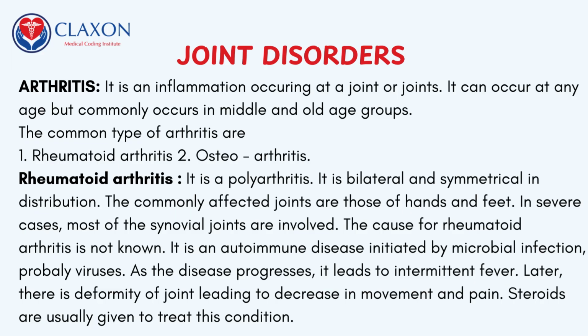Joint disorders. Arthritis is an inflammation occurring at a joint or joints. It can occur at any age but commonly occurs in middle and old age groups. The common types of arthritis are 1. Rheumatoid arthritis and 2. Osteoarthritis. Rheumatoid arthritis is a polyarthritis. It is bilateral and symmetrical in distribution. The commonly affected joints are those of hands and feet. In severe cases, most of the synovial joints are involved. The cause for rheumatoid arthritis is not known.